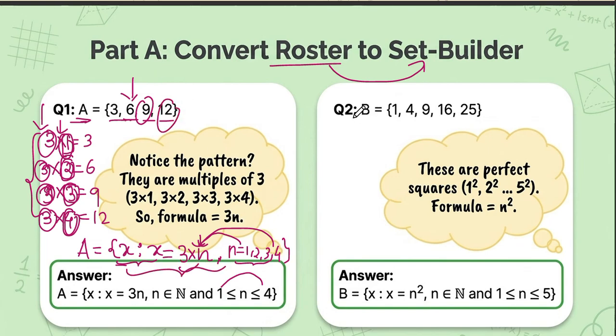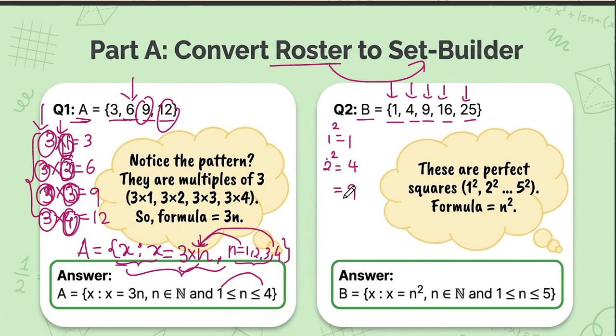Look at the second question. B is given as 1, 4, 9, 16 and 25. If you look carefully, these numbers are nothing but perfect square numbers. So 1 is nothing but 1 squared, which is 1. 4 is nothing but, how to write 4? 2 squared is 4.